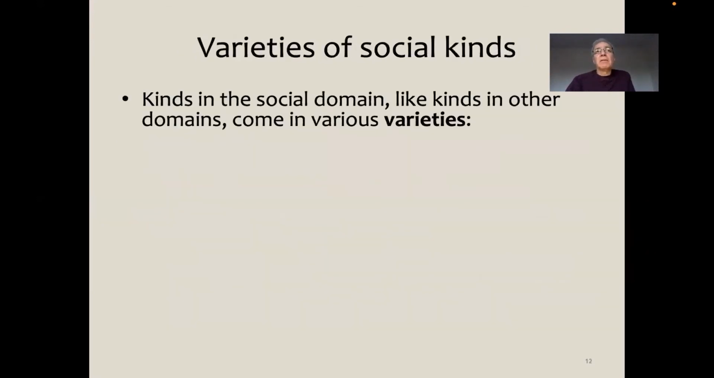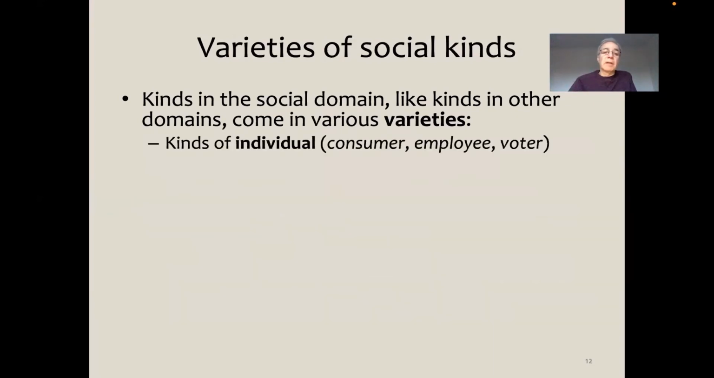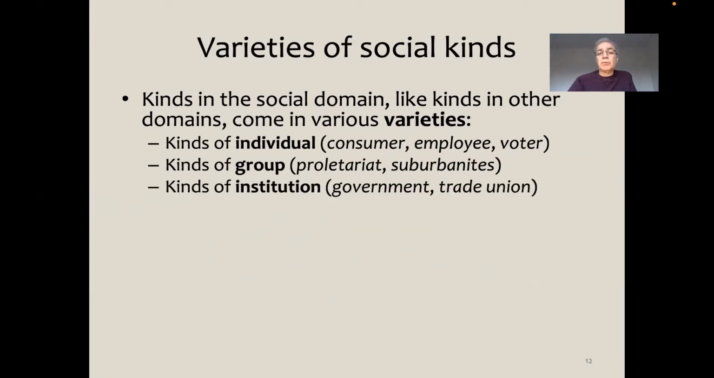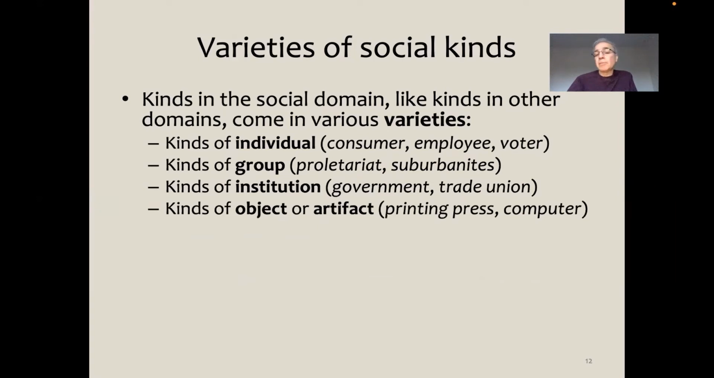And you can think of the kinds in the social domain, as with kinds in other domains, as coming in various ontological varieties. So you can have kinds of individual, but you can also have kinds of group. You can have kinds of institution, kinds of object or artifact. So artifactual kinds are sometimes contrasted with social kinds, but it seems to me a lot of artifactual kinds play an important role in the social domain and participate in causal processes.